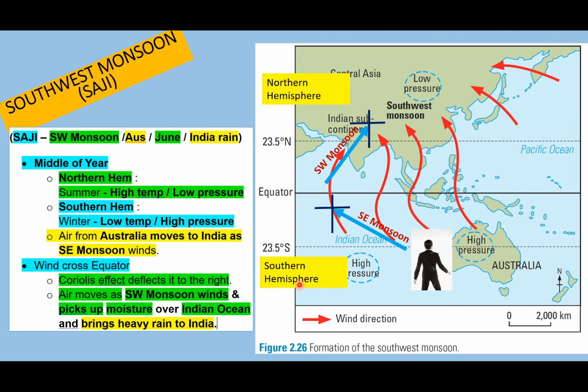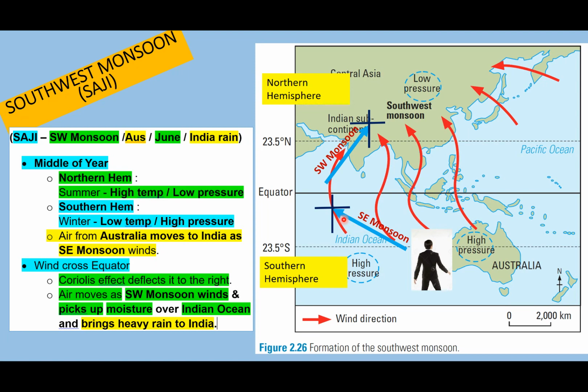For southern hemisphere during winter, the temperature will be low and the pressure will be high. So air moves from Australia to India because air moves from high pressure to low pressure. Now, how does the wind blow from Australia to the equator? The air moves from Australia as southeast monsoon. How do we know it's southeast monsoon?